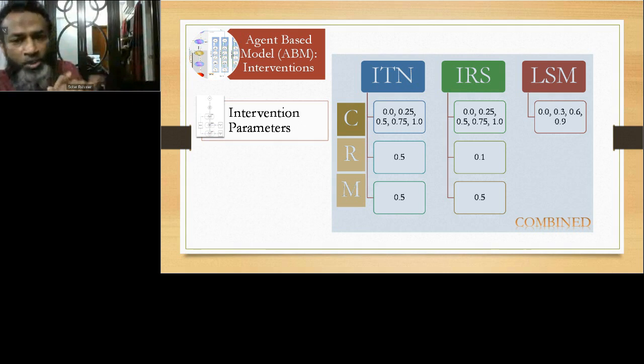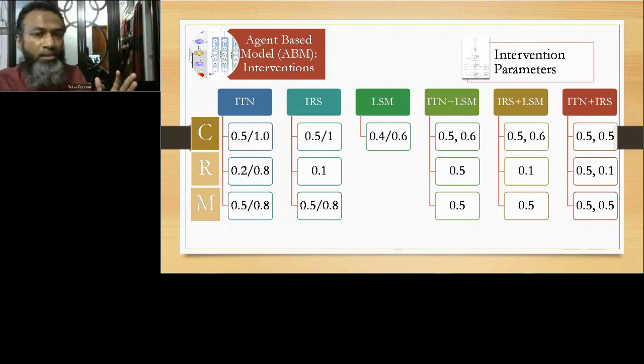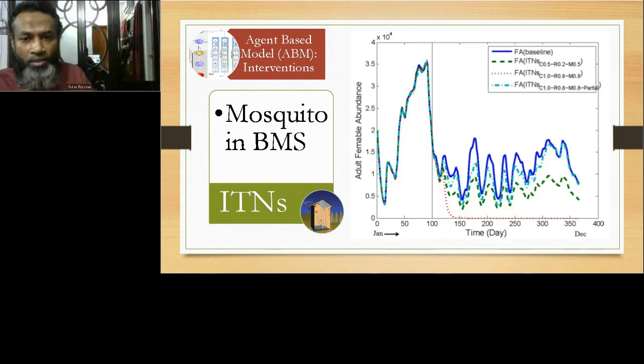As I was mentioning, the ITNs are applied on the BMS stage, that is the blood meal seeking stage. We have applied ITN with all different parameters, as I was showing you in this slide. And now, if we look at the results, we have the main curve. The upper curve is the blue curve. It is the baseline female abundance curve. So this is the curve after validation, which nicely follows the pattern.